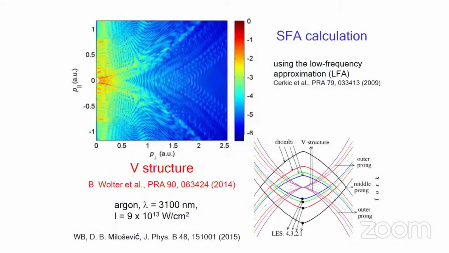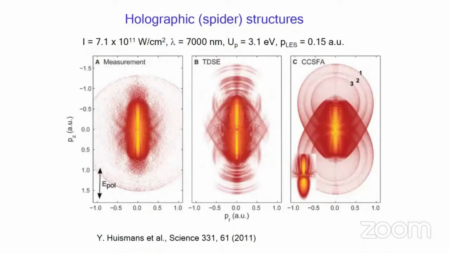Here's a strong field approximation calculation. Doing the integral here, you see this V structure right here. And this also has been observed in a paper which I forgot to write down here. And here's an experiment, the famous holography paper. And actually, you see all of this in the spectrum. Here's a fork, the middle prongs, the outer prongs.